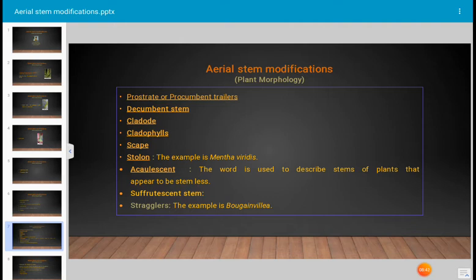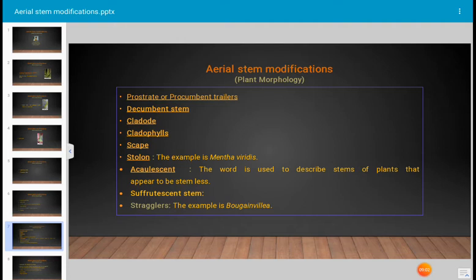Next, another type of stem described here, that is suffrutescent stem. In a plant, the basal region of the stem is woody and the upper region of the stem may be woody, may be green, and such type of stem occurs in certain shrubs. It is described as suffrutescent stem.